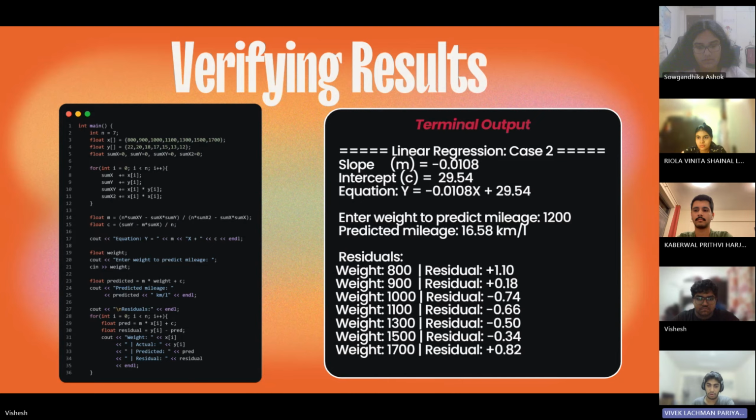But I want you to notice the bottom part of the code. This is where the actual calculation of the residual for every single point happens. If you look at the terminal output on the right, it perfectly matches our manual work. The slope is negative 0.0108 and the intercept is 29.54. And the guess for a 1200 kilo car is exactly 16.58. Below that, you can see the exact residual for all 7 cars. Every single one of those numbers matches the dots on the residual plot we just looked at.